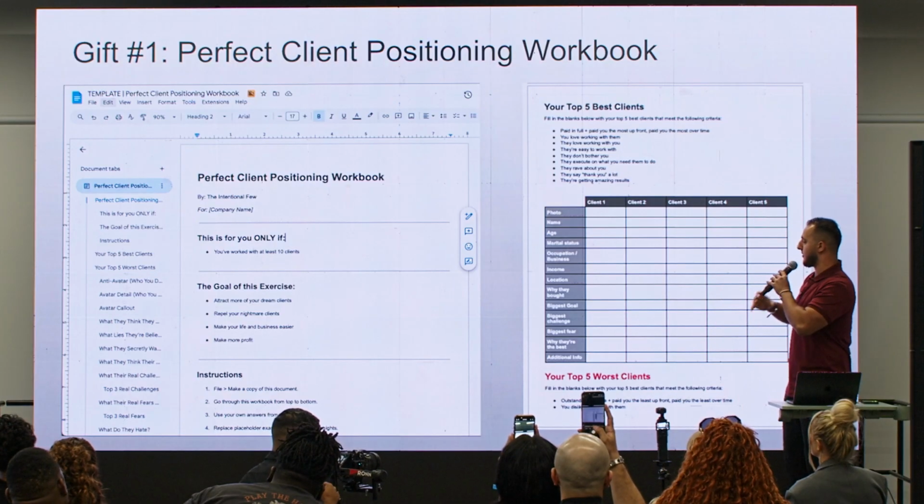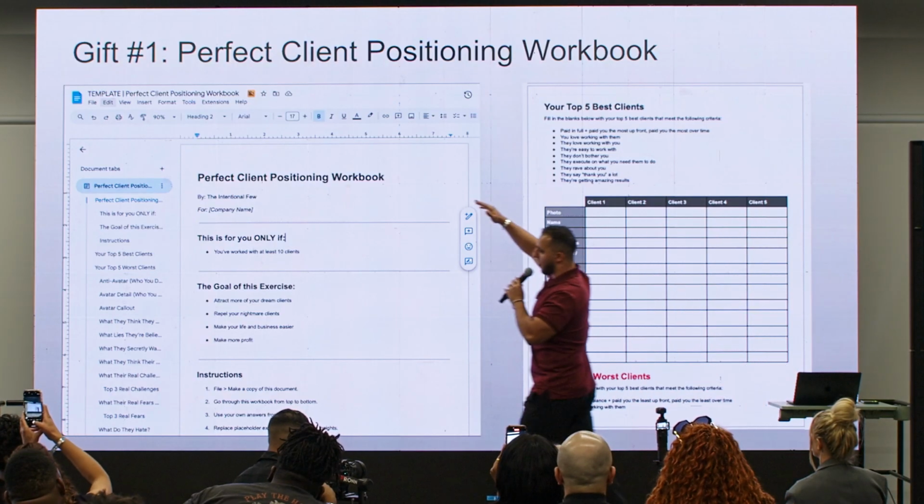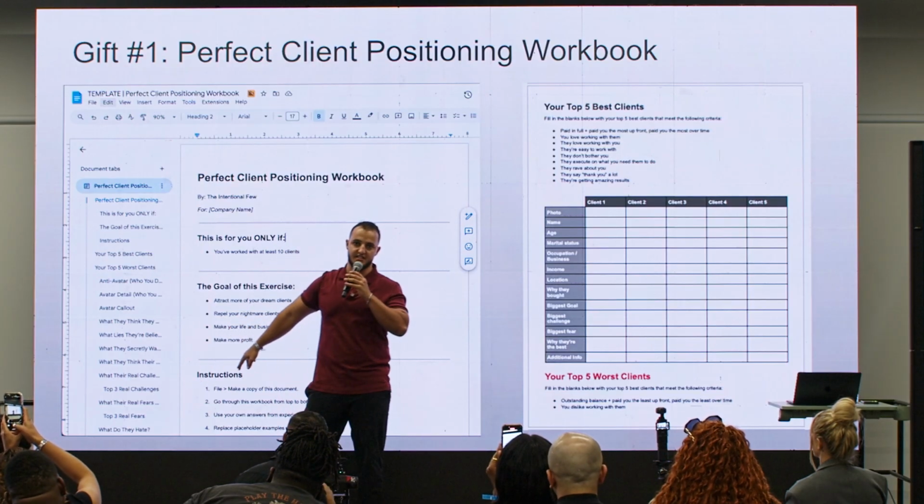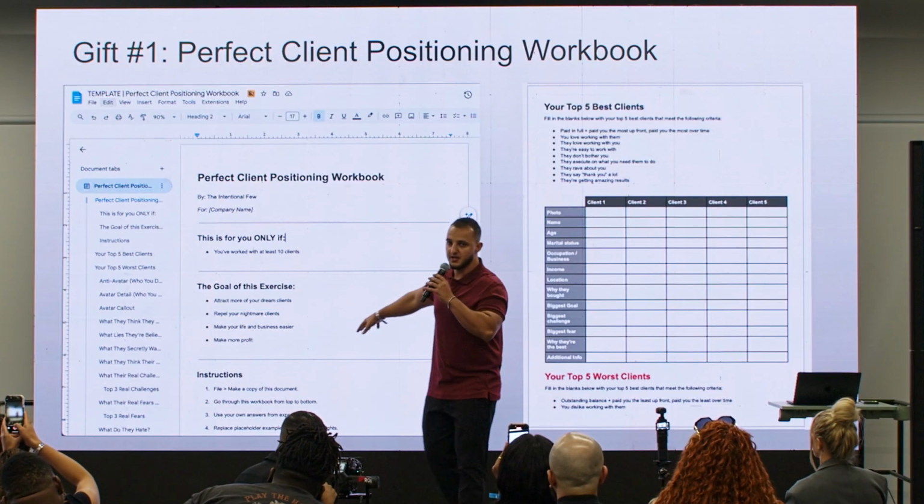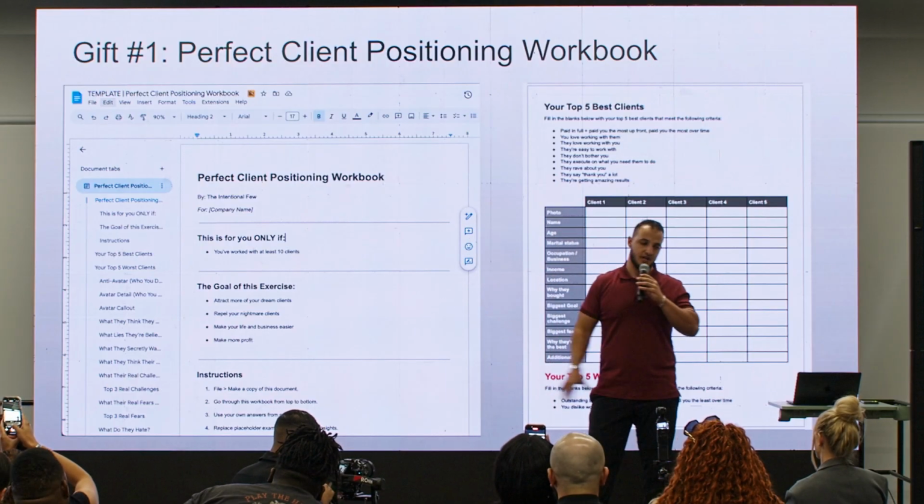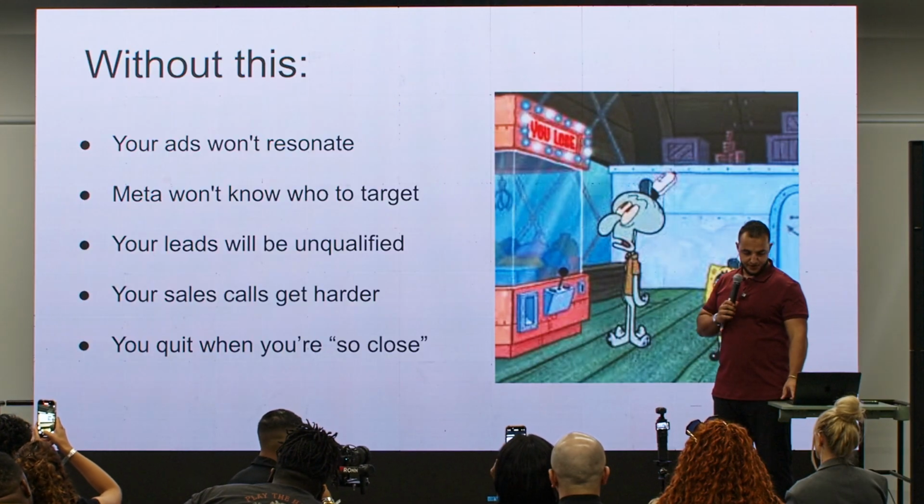We map out their top 5 clients, their top 5 worst clients. We have all these categories that we walk people through to really understand the ins and outs of their offer. This is deep, but we do this once, and this sets up all the future assets that we have to build for the client. We already went over this.